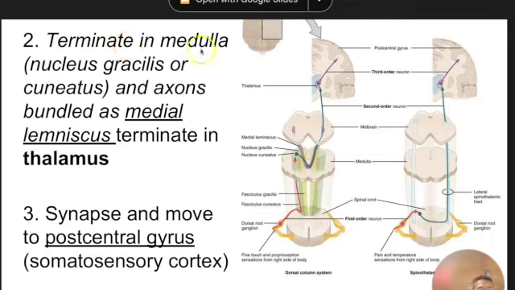So they terminate in the medulla. Okay, medulla for these two. Okay, and then it will end in the thalamus.